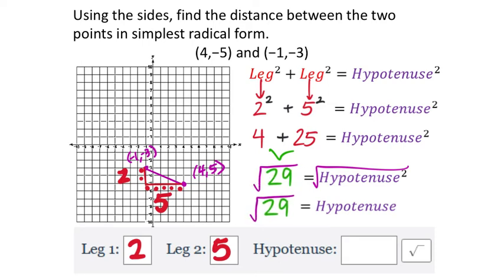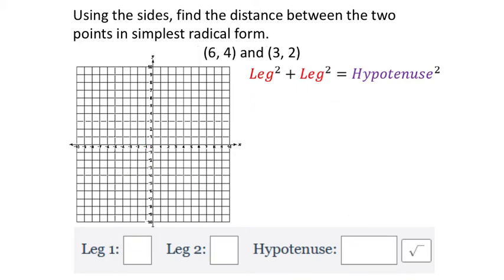And it wants this in simplest radical form. There it is. I found it. Square root of 29. So when you put this into the assignment for Canvas, you got to push this button first to get the square root symbol. It'll be blank, so just type in your 29, push enter, boom, you're good.